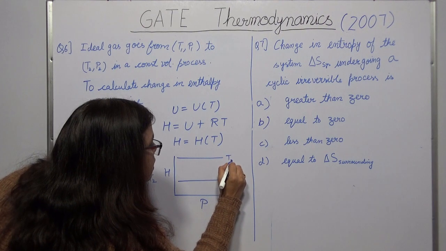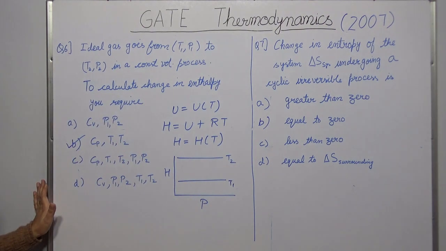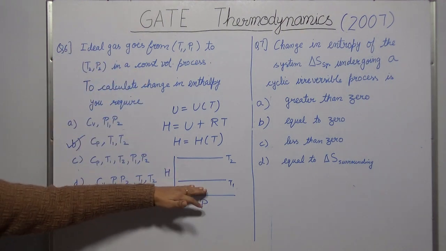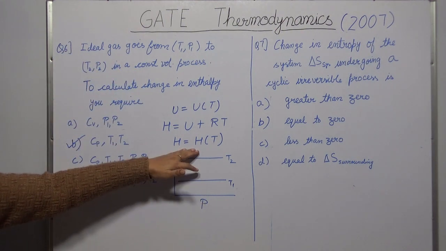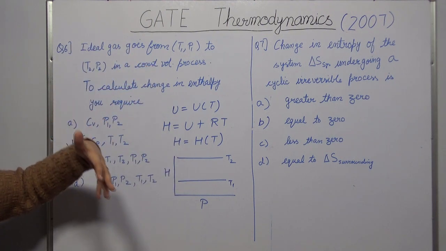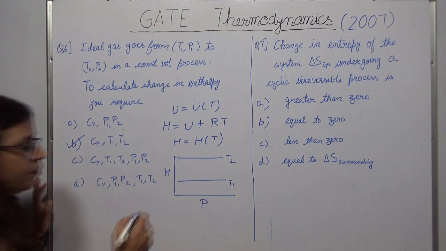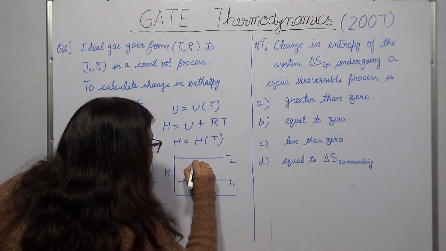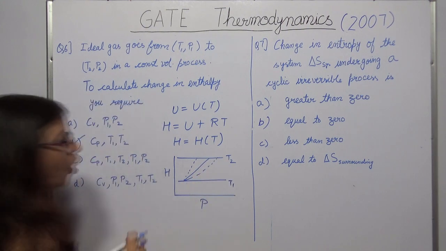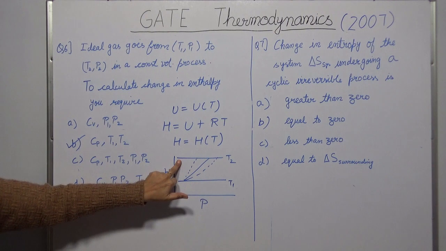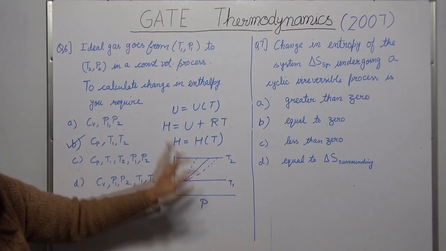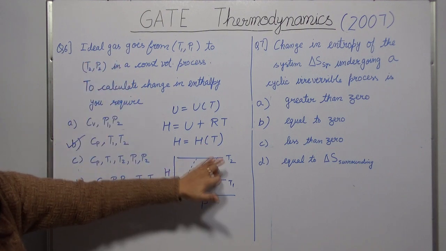Now, irrespective of what type of process is taking place, if I am taking the system from temperature T1 to T2, whether through a constant volume process or a constant pressure process or a polytropic process, whatever, if I am going over here or like this or this, always the enthalpy value will be determined by the final temperature T2, because for an ideal gas it's a function of temperature only.